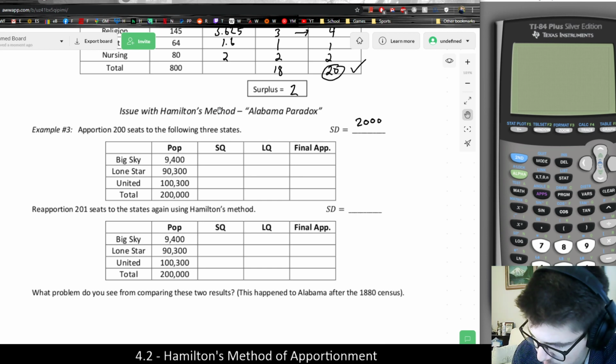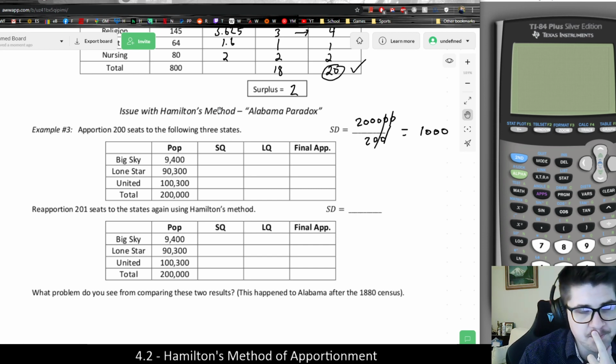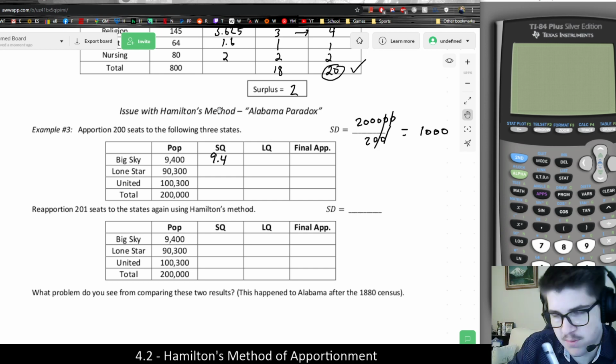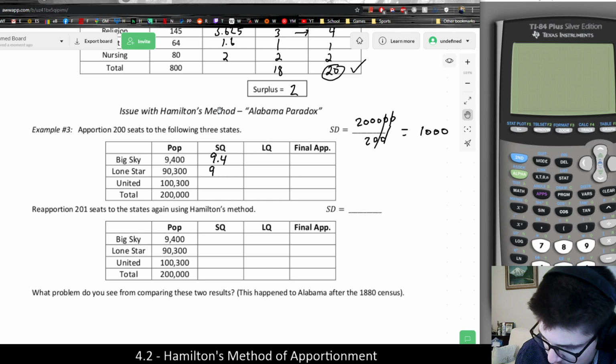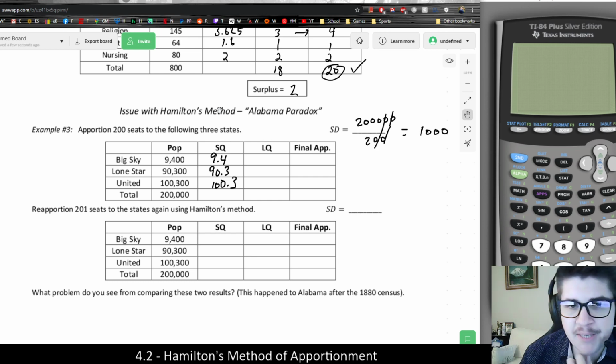But we're always going to start with, well, what's the total population divided by the standard divisor? So here we have 200,000 people and 200 seats. And that ratio, by cutting out the zeros, would leave us 2,000 to 2, which should be exactly 1,000 for our standard divisor. And dividing by 1,000 is really easy because all we need to do is move the decimal place 3 spaces to the left. So the standard quota for Big Sky is always the population divided by the standard divisor. That would leave me with the following standard quotas: 9.4, 90.3, and 100.3.